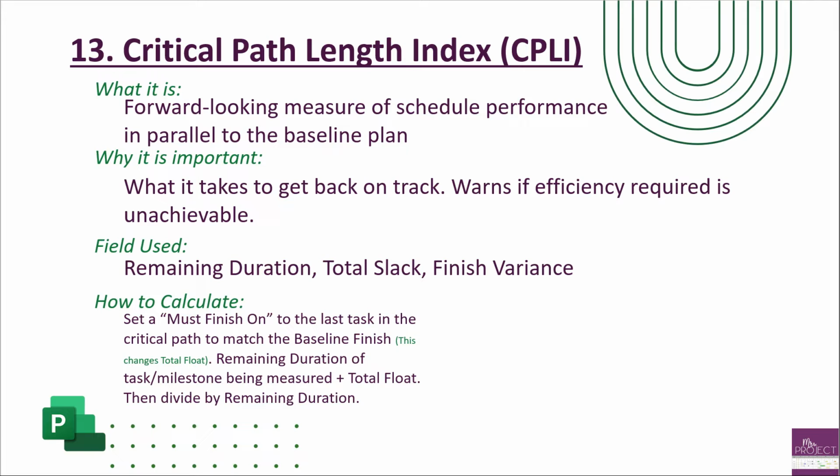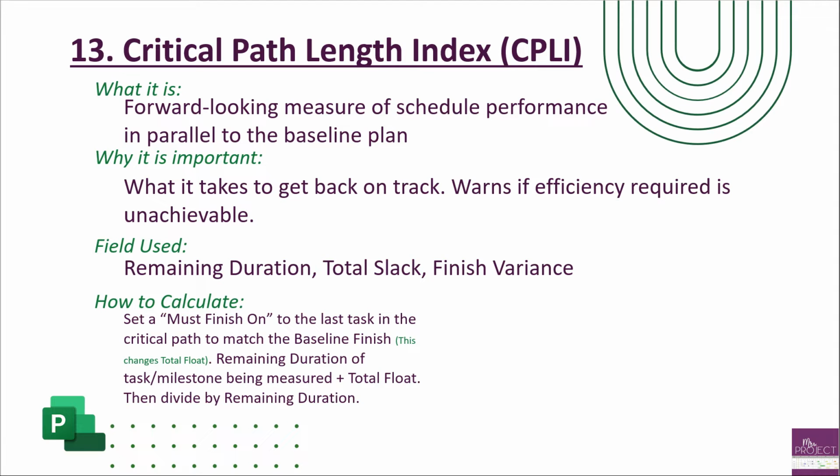Then that'll change your total float. Then you're going to take the remaining duration. So Project has a field that's called remaining duration, so you don't have to figure this out. You can just unhide that and get it from there. And so you choose the remaining duration of that task or milestone that's being measured. So in this case, we're using the entire project, or you could do it on just an interim milestone that's in the middle. And you take that remaining duration and you add the total float that you just figured out by putting that must finish on, and then you divide it by the remaining duration.